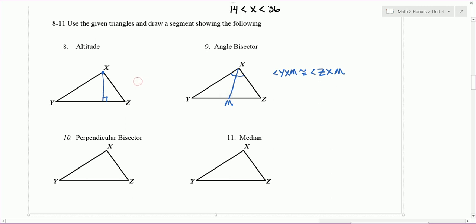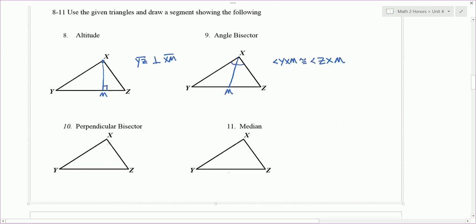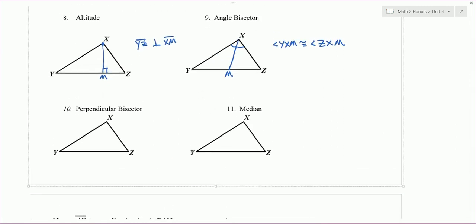Back to 8, the only thing we get here is that YZ is perpendicular to XM. And obviously we get a right angle because of that perpendicular. Number 10, we want a perpendicular bisector. Okay, so first of all, we find the midpoint of YZ, and we draw a perpendicular. So that's the perpendicular bisector.